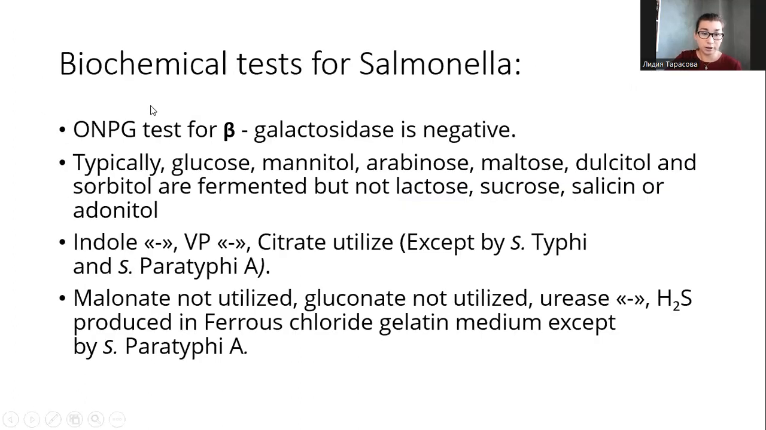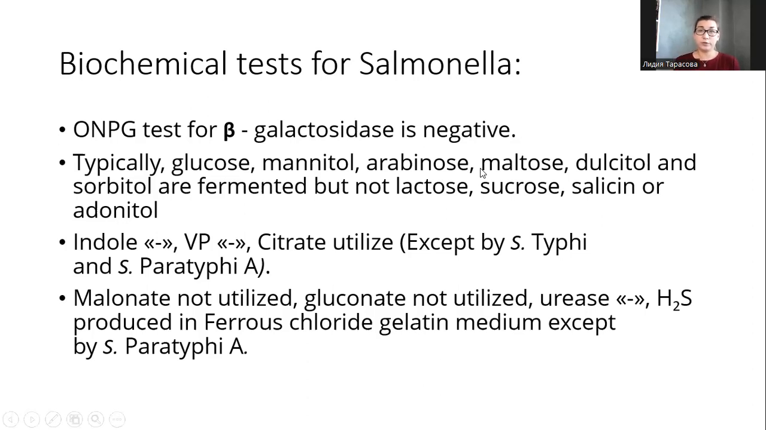Biochemical tests for Salmonella. The ONPG test for beta-galactosidase is negative. Typically glucose, mannitol, arabinose, maltose, dulcitol, and sorbitol are fermented, but not lactose, sucrose, salicin, or adonitol. Indole negative, VP negative, citrate utilized, malonate not utilized, gluconate not utilized, urease negative, hydrogen sulfide produced in ferrous chloride gelatin medium except by Salmonella paratyphi. So these are the main biochemical tests for Salmonella.